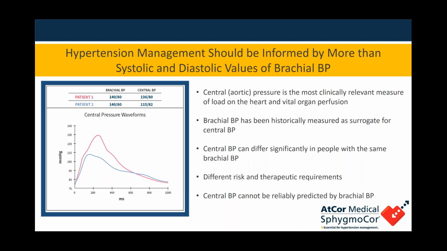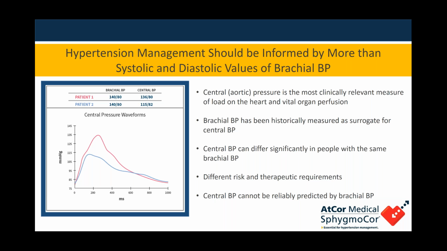And as we see in this slide, the patient in red and the patient in blue have identical brachial blood pressures, which I like to think of as the tip of the iceberg. But underneath, their central blood pressures are vastly different and convey different potential risks. The central blood pressure in patient 1 has a much higher pulse pressure at 136/80, and patient 2 has a central pressure of 115/82.